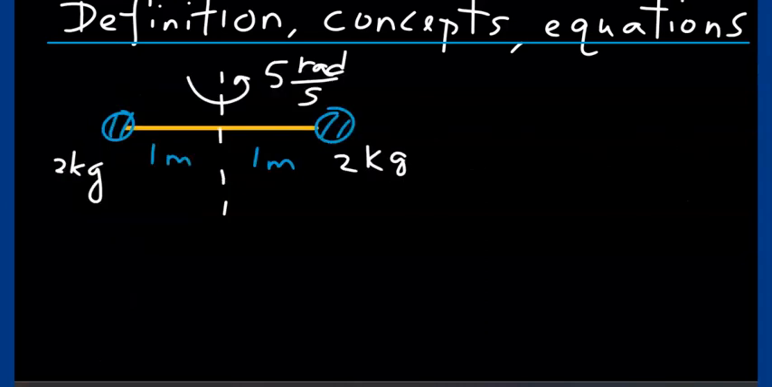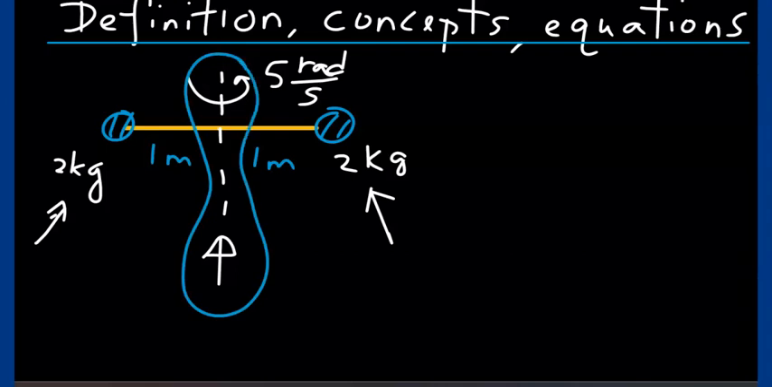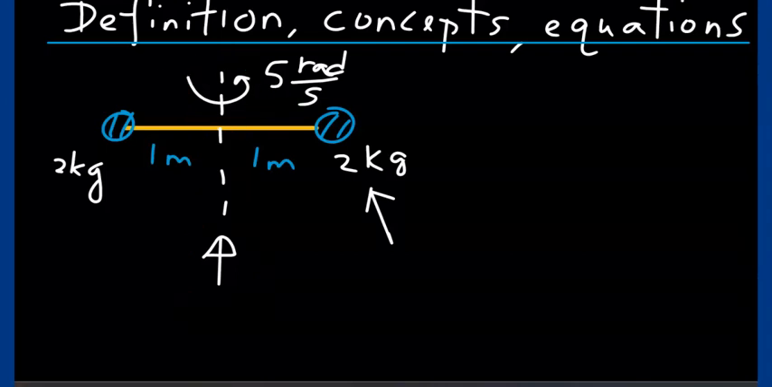Another example is a dumbbell system as shown in the figure. So you have two masses, 2 kg and 2 kg on both sides. This is the axis of rotation, so the entire arrangement is spinning about this axis with an angular speed of 5 radian per second. The direction of omega, the angular velocity, is that way.